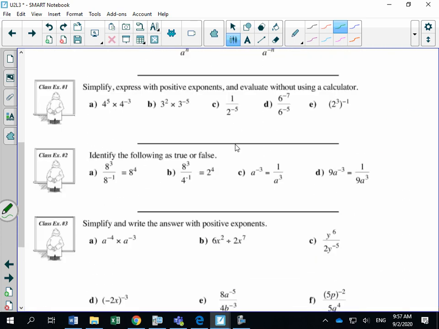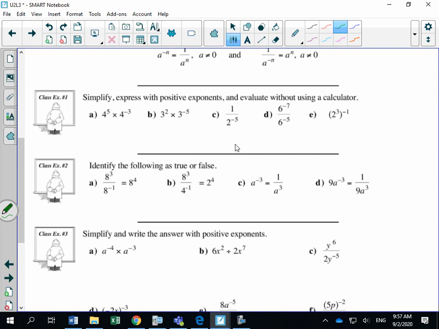Okay, let's look at class examples now. So again, bases are the same. We're going to be combining exponent laws. So it says simplify. So simplify basically means combine your exponent laws. It wants our answer with positive exponents. We will never answer with negative exponents. And then where possible, we're going to evaluate using a calculator.